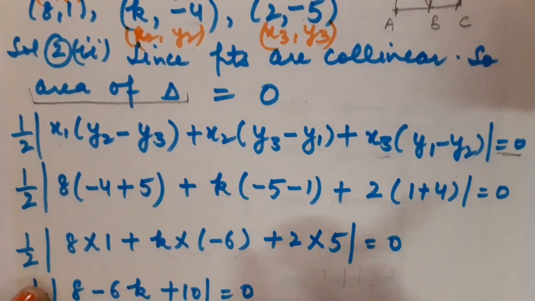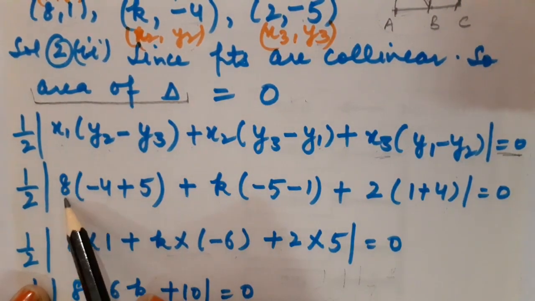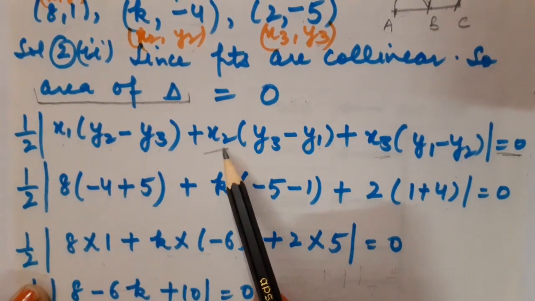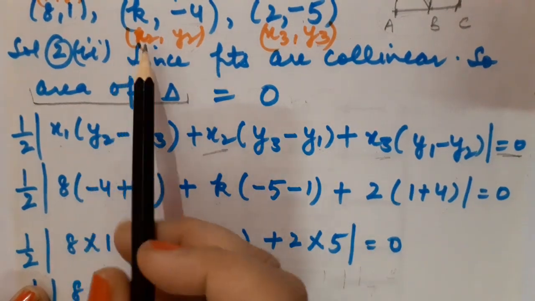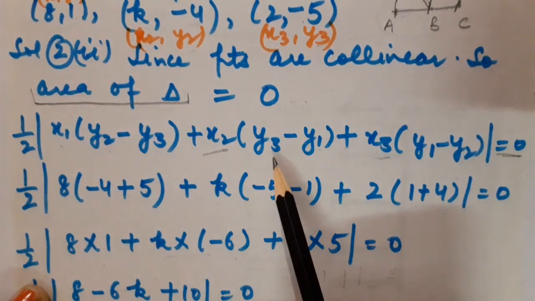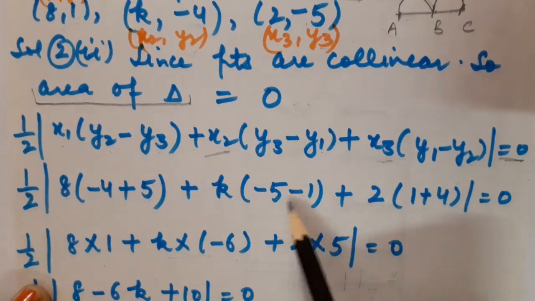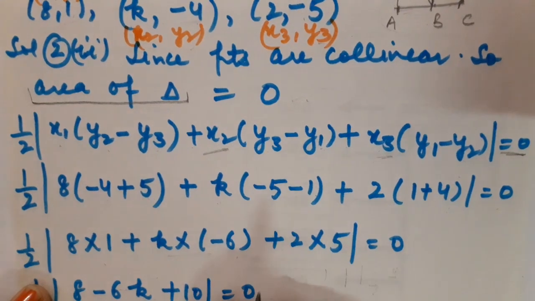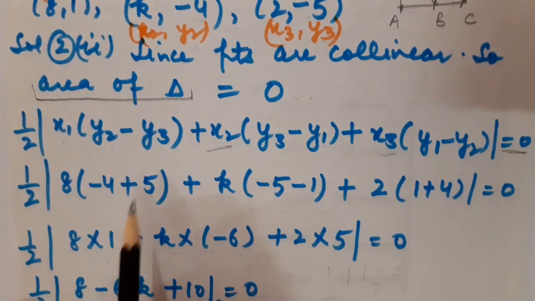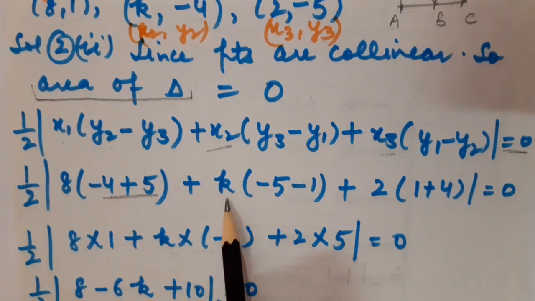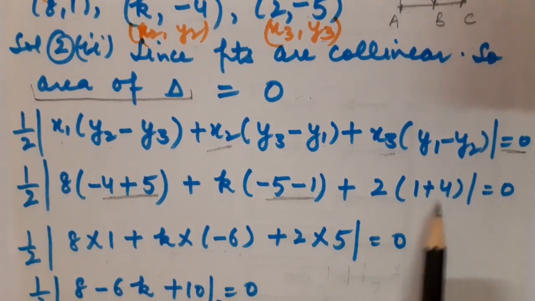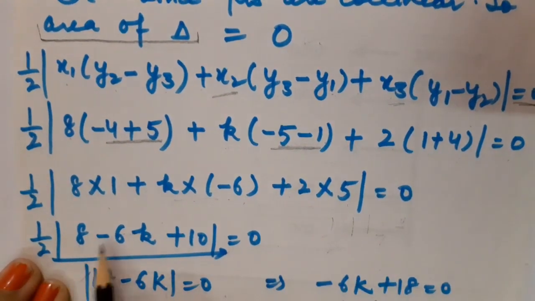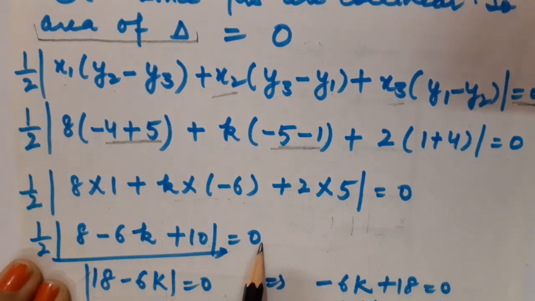After putting the values, I have got half modulus of 8 into (minus 4 plus 5) plus, in place of x2, I am writing k, because x2 is equal to k, into (y3 minus y1), that is (minus 5 minus 1), plus 2 into (1 plus 4), modulus closed, is equal to 0. Now, after simplifying, 8 into 1, plus k into minus 6, plus 2 into 5. So it becomes half modulus of 8 minus 6k plus 10, modulus closed, is equal to 0.